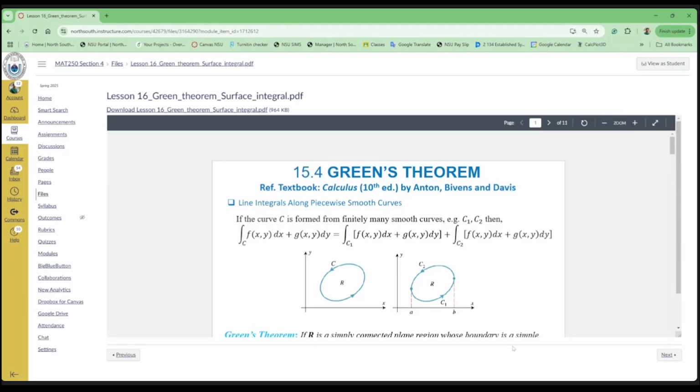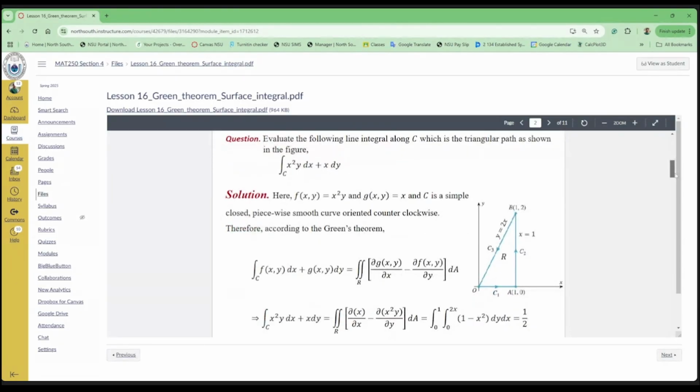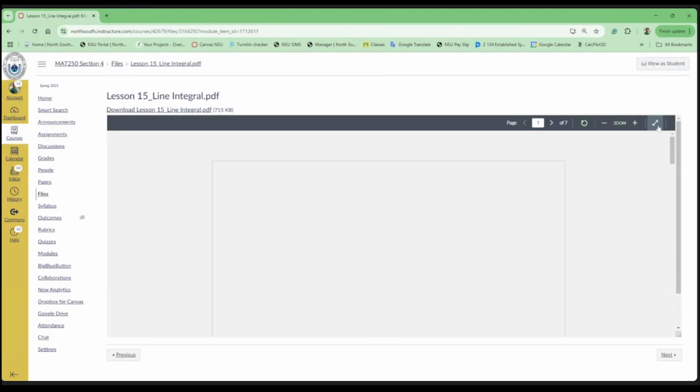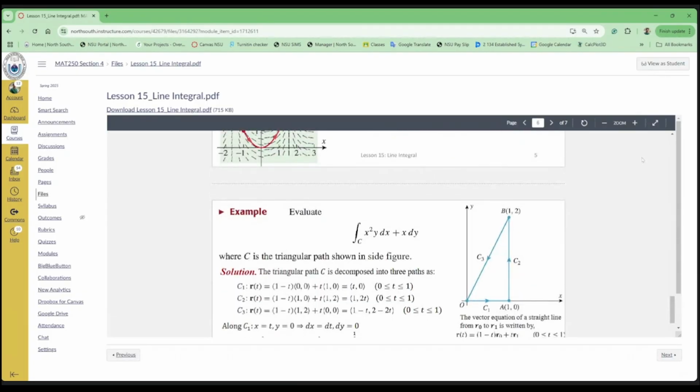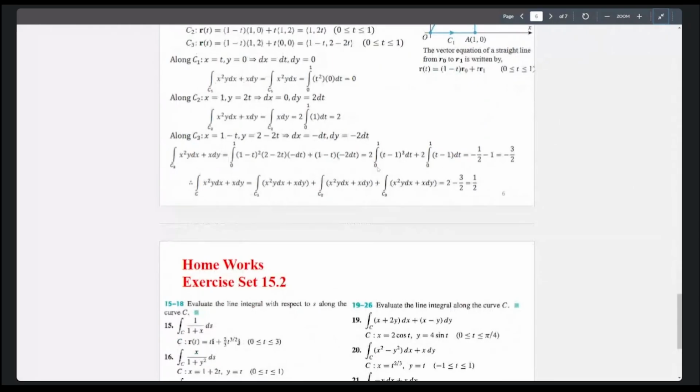Now, we would like to know what is the necessity of such a theorem called Green's theorem. In order to understand the necessity, I prefer to discuss this problem. The same problem was also solved in the line integral lesson file. You see this problem, this one.